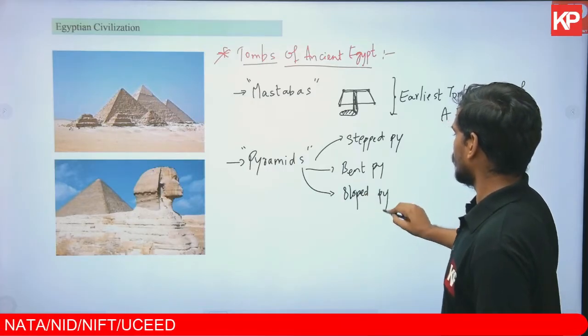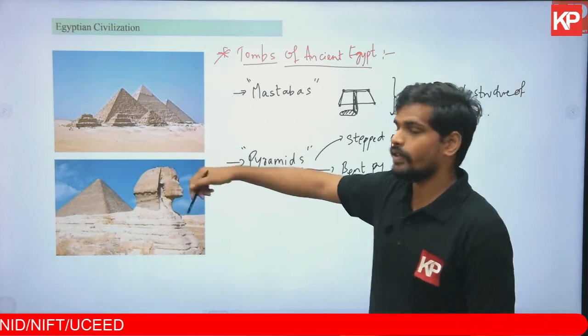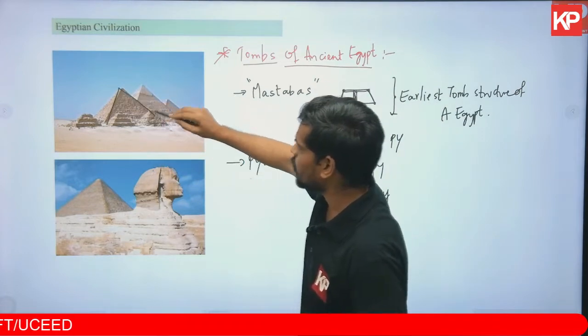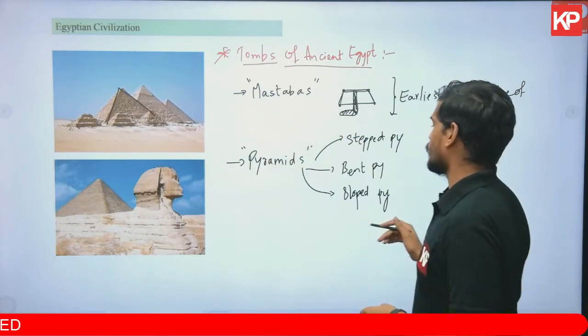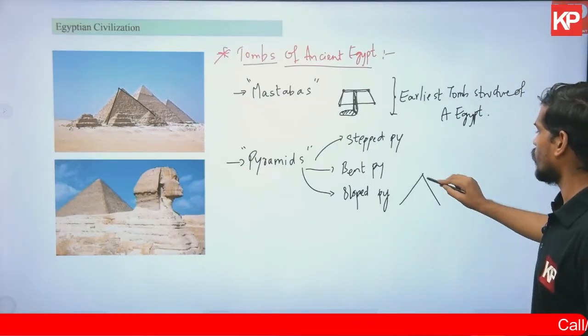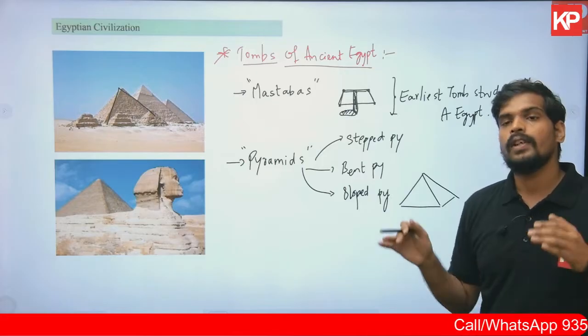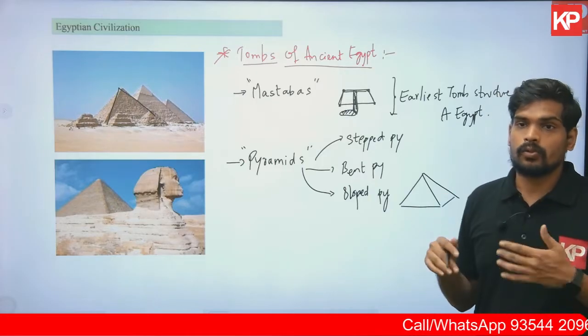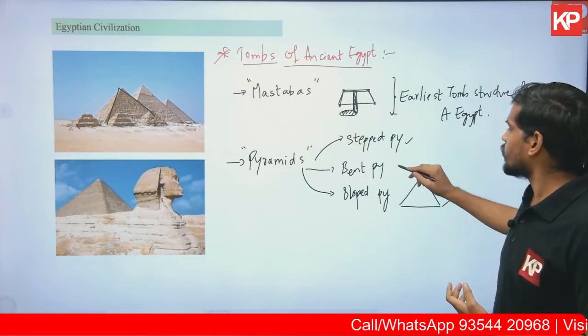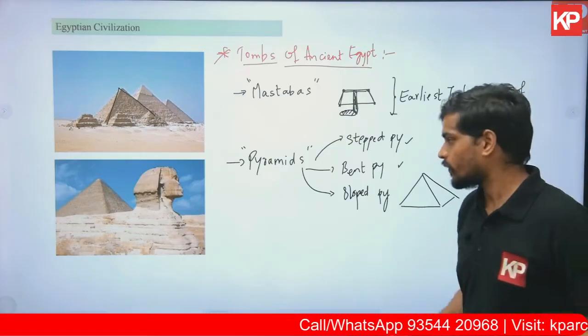So the famous ones which we generally know of, which we see over here, these are sloped pyramids because they have a smooth, sloping profile. So these are called sloped pyramids. But other than that, there were bent pyramids also, and there were stepped pyramids also. Based on the profile, we will look into the details of these in the next slide after a minute.